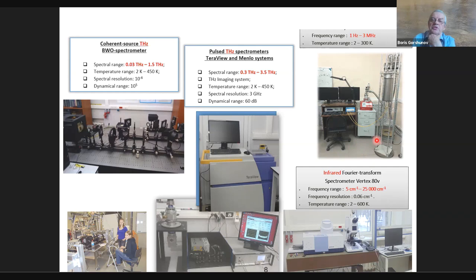It allows for measurements of the properties of the samples in the range of frequencies from subhertz up to several megahertz. So with all this equipment, we can measure a very broad spectral response for basically any kind of material.